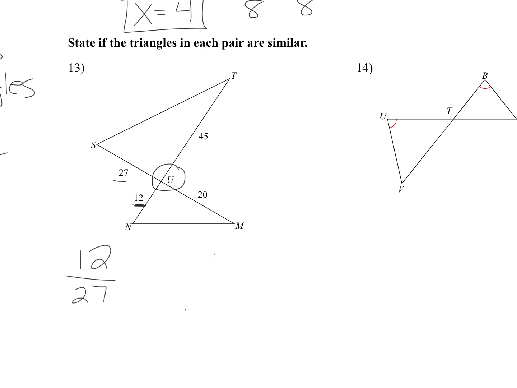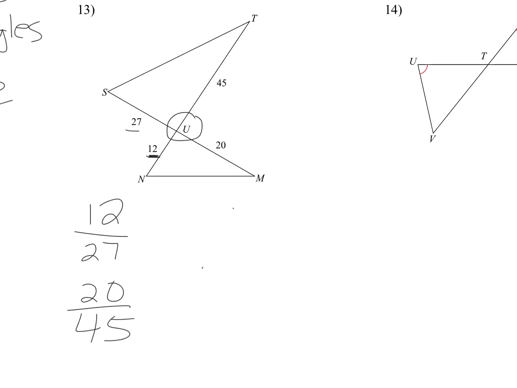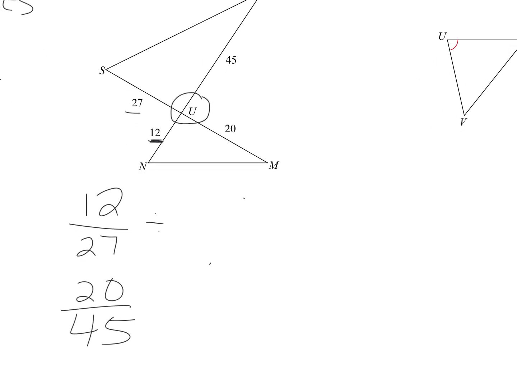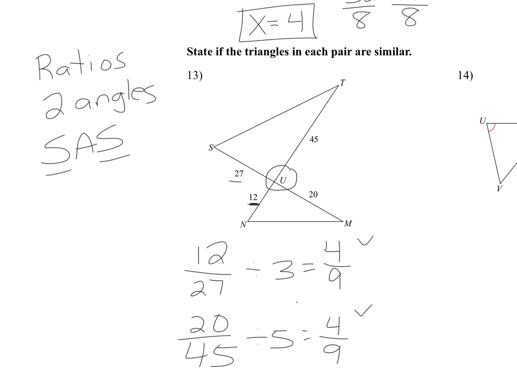We want to do ratios. So then we have 20 over 45. At 12 over 27, what can I divide by? 3. Divide by 3, we get 4 over 9. 4 over 9. What do we divide by for 20 over 45? 5. Divide by 5, and we get 4 over 9. What does that tell us? They're similar. Which method were we using out of those 3? Side, angle, side. Yep. So this would be a yes.